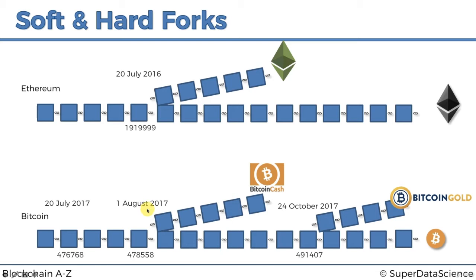On the 1st of August 2017, there was a hard fork caused by some miners being unhappy with the block size limit of 1 megabyte. They decided to increase the block size limit to 8 megabytes, and therefore split off into their own chain, which is now called Bitcoin Cash. Bitcoin continued here, and then on the 24th of October 2017, some miners were unhappy with ASIC mining devices because they were too powerful, and wanted to go back to mining with GPUs. That's why there was another hard fork, and this new chain is now known as Bitcoin Gold, and Bitcoin continued here as well. So those are the real life examples of soft and hard forks.